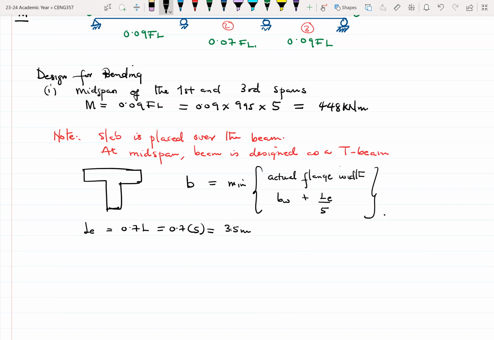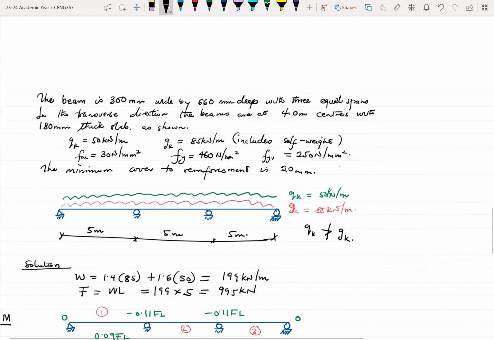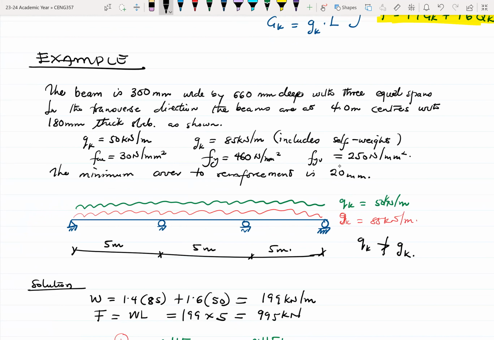Oh, all right. Okay. So let's look at the actual flange width from the question. So it says that in the transverse direction, the beams are placed. How do I draw this for you to appreciate what is happening?